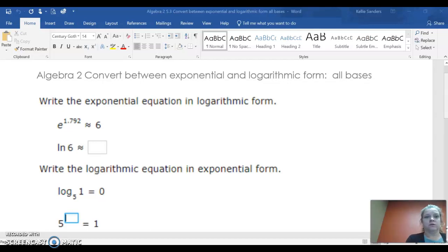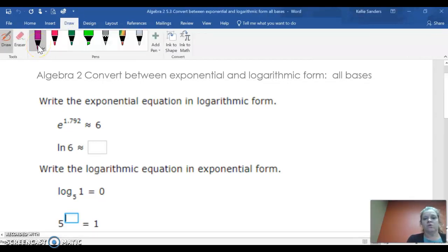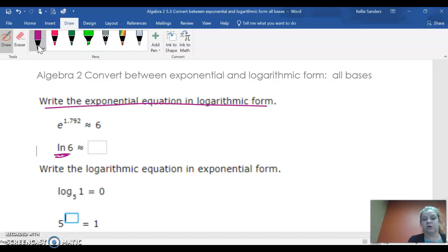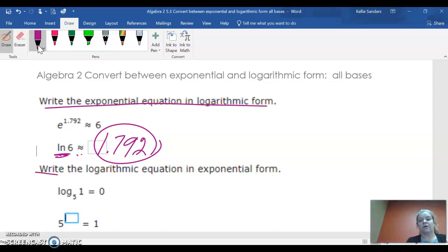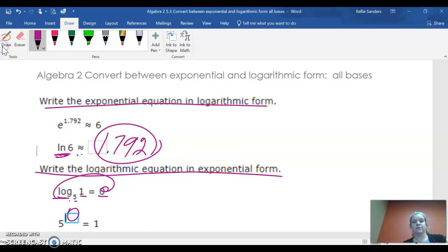All right, so write the exponential equation in logarithmic form. So we're in natural log of 6 is approximately 1.792. Write the logarithmic equation in exponential form. We have log base 5 of 1 equals 0. So the log is the exponent, and we're looking for the exponent. So that is going to be 0.